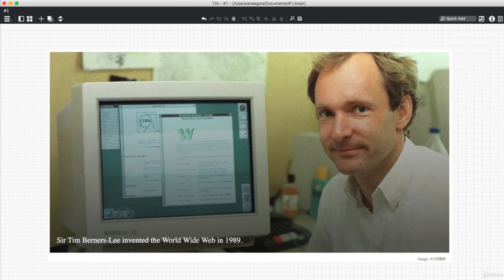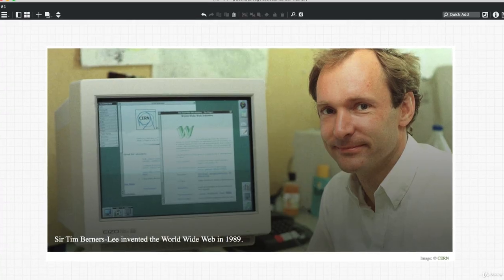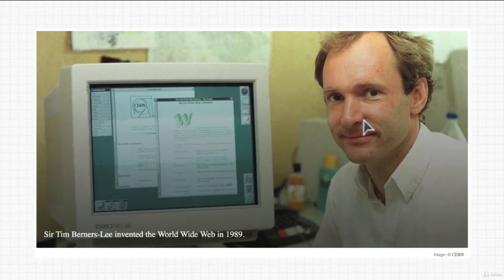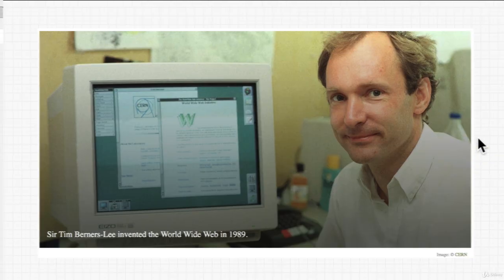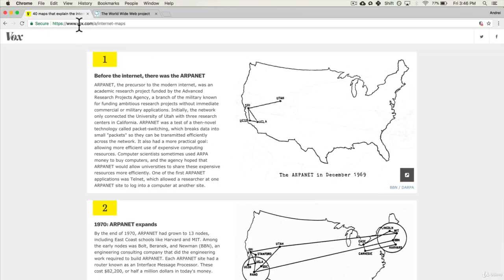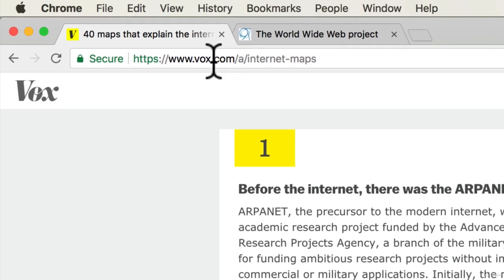So today we're going to talk about Tim Berners-Lee, the person who invented the World Wide Web in 1989. And I have a picture of him right here. And we're going to talk about him because he's the first web developer. And in order to explain that concept, we need to make a distinction between the internet and the World Wide Web. I have this website that I'll share in the links below. It's really, really good if you want to get a history lesson.